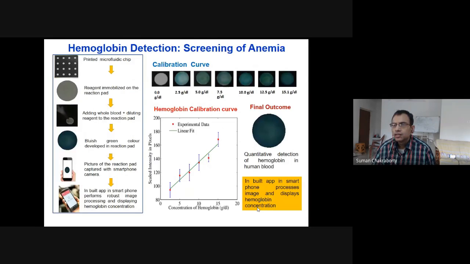Similar diagnostic procedures have been developed for hemoglobin level detection. The reaction steps are somewhat more involved, but summarily the procedure in terms of implementation is very similar, that you prick the finger, take 1 drop of blood, load it on the paper strip and observe the colorimetric change by a smartphone analyzer and disseminate the result on a smartphone.